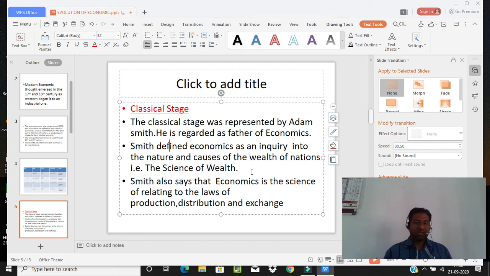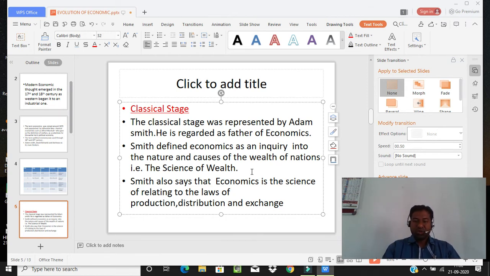Adam Smith also says that economics is a science relating to the laws of production. Laws means rules and regulations, the legal terms of production. How much production should be done by a country or by a company? If they are utilizing all the natural resources, in turn, what are they going to get? That means they have to focus on the future and store it as stock.